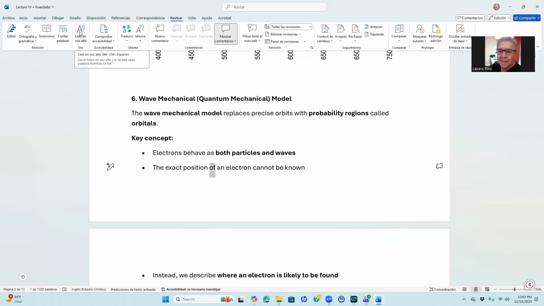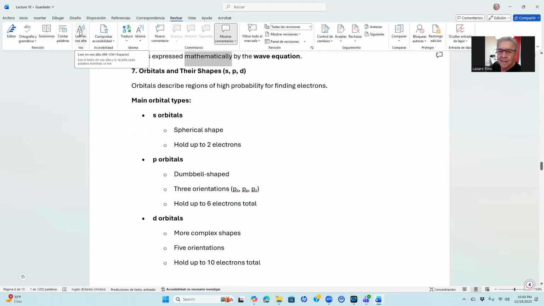The exact position of an electron cannot be known. Instead, we describe where an electron is likely to be found. This is expressed mathematically by the wave equation. Orbitals and their shapes: s, p, d. Orbitals describe regions of high probability for finding electrons.